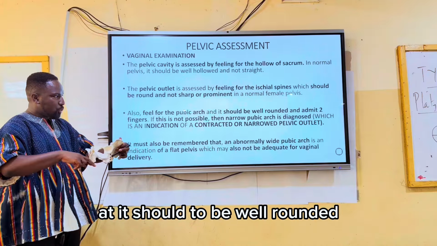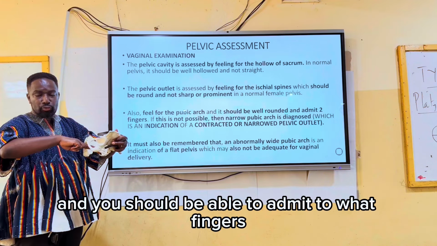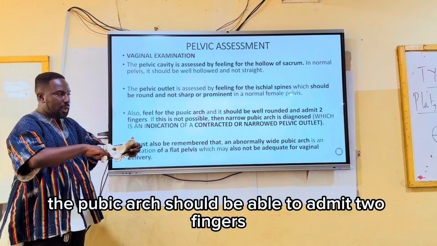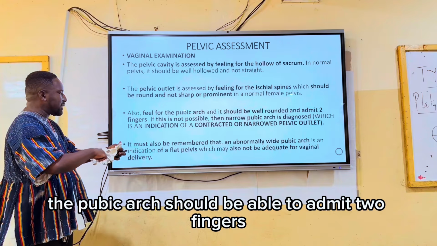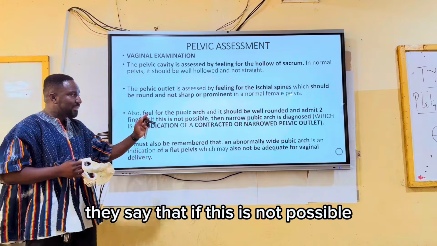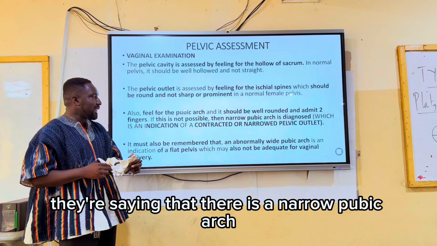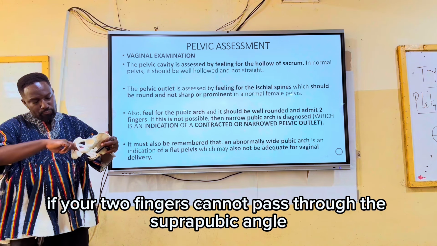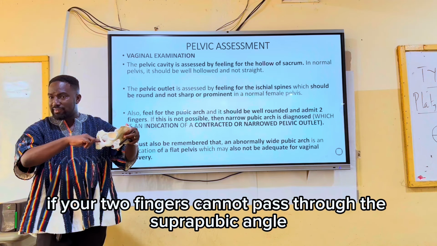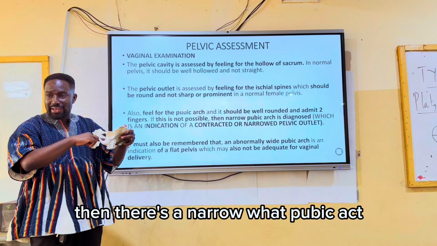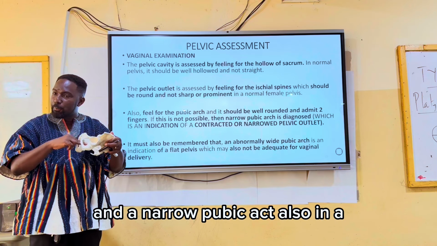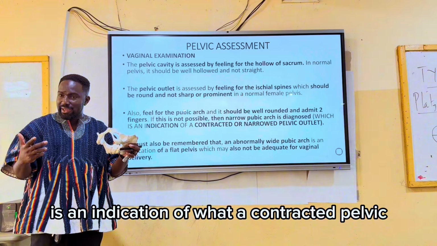It should be well rounded and it should be able to admit 2 fingers. The pubic arch should be able to admit 2 fingers. They will say that if this is not possible, there is a narrow pubic arch. If your 2 fingers cannot pass through the subpubic angle, then there's a narrow pubic arch.